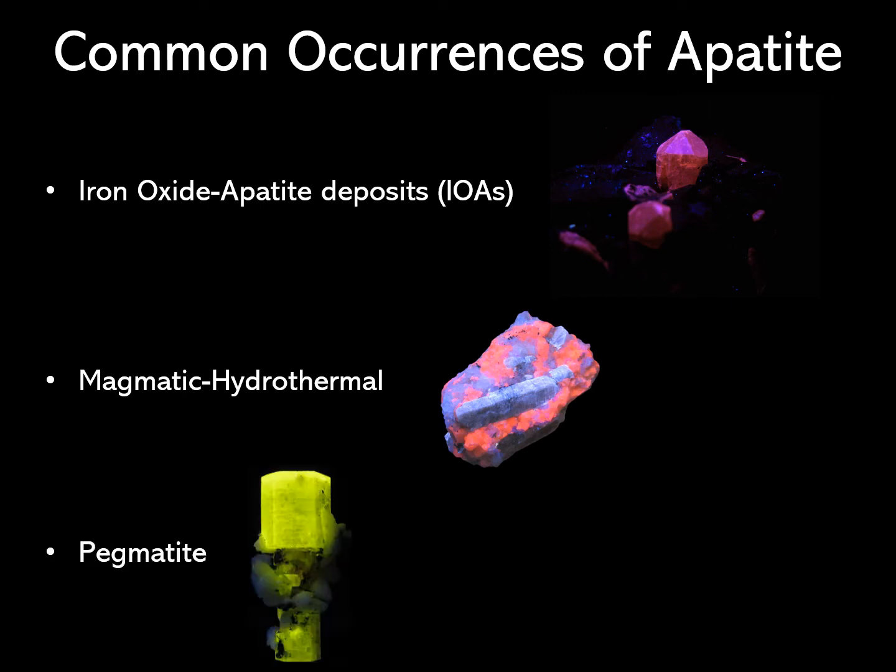And as we all know, apatite also commonly occurs in granitic pegmatites all over the world, this example being from Pakistan.